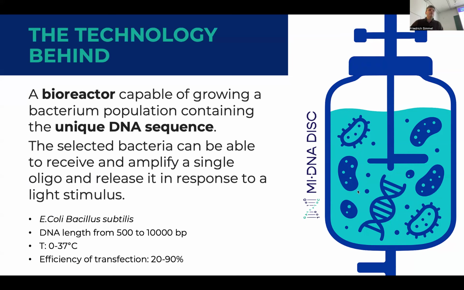The stimulus can be light, can be pH, can be anything. What we're looking at is mostly bacteria like Escherichia coli or Bacillus subtilis. The DNA length will be around 500 to 10,000 base pairs. Temperature will be between 0 and 37 degrees. And you know better than us, the efficiency of transfection is also quite important because, of course, the higher the percentage of transfection, the better the results.